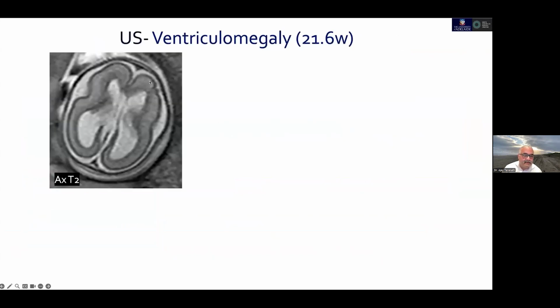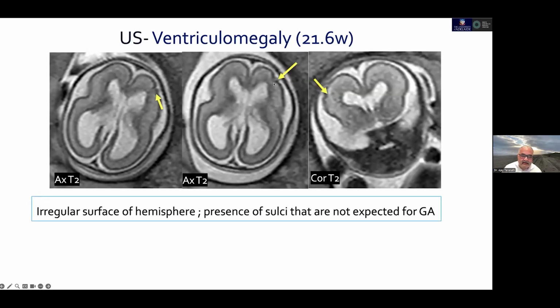And this is a case of polymicrogyria or evolving polymicrogyria, where ultrasound shows ventriculomegaly at 21 weeks and 6 days, where you see bumps along the cortical profile on the axial T2 weighted image, sort of a blister-like appearance and an irregularity here. Apologies, the arrow is right over the area of interest.